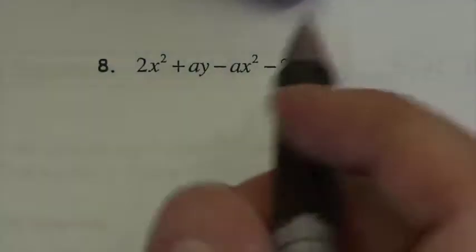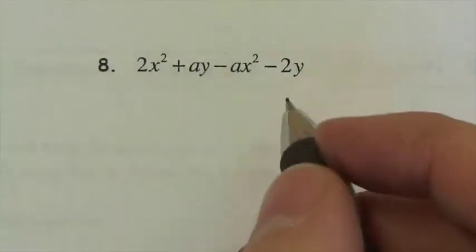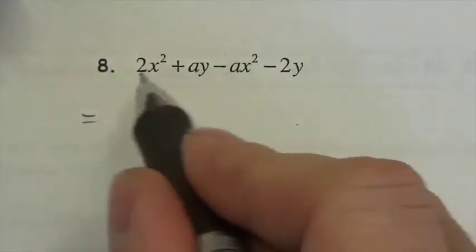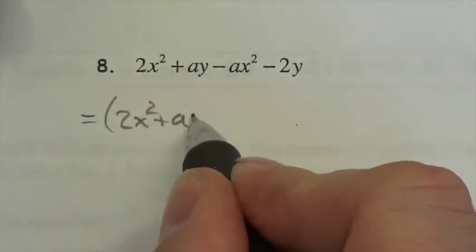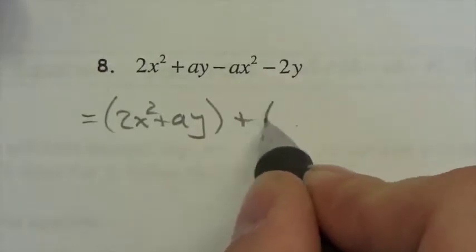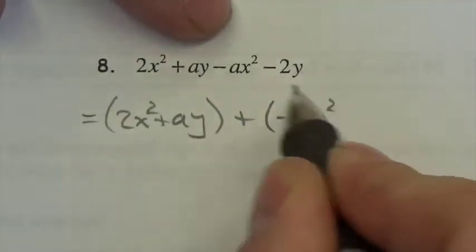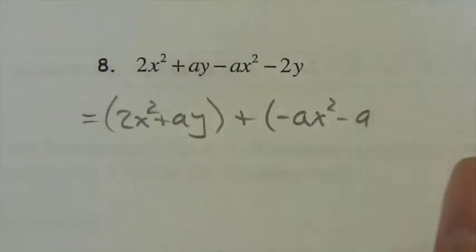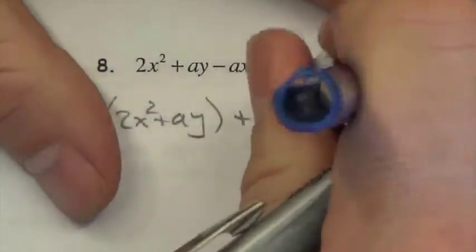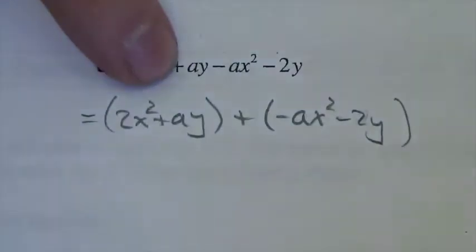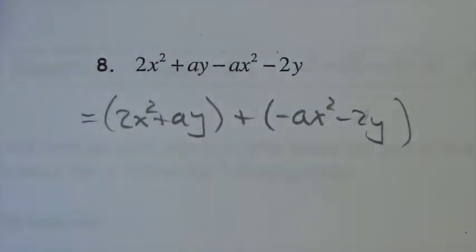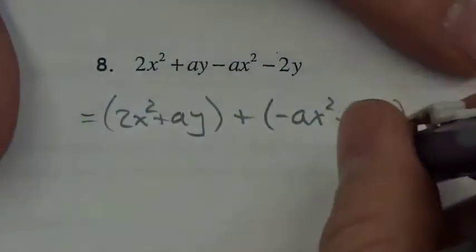Let's keep going here. All right, 2x squared plus ax squared minus 2y. All right, there's nothing common to all four terms. So let's group together the first two terms. Group the last two terms together, pulling that negative in. Whoops, I don't know why I wrote a there. Now I'll take out what's common, but there's nothing there. Between 2x squared and ay, there's nothing common.